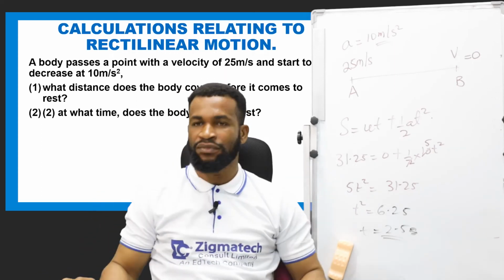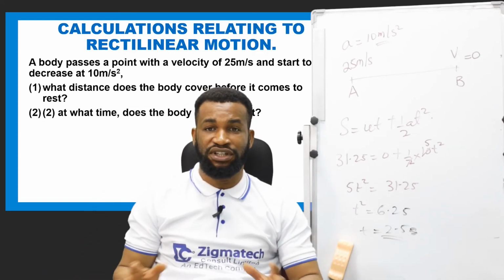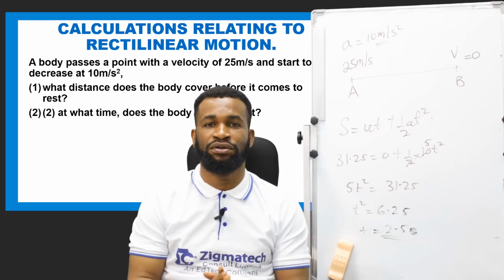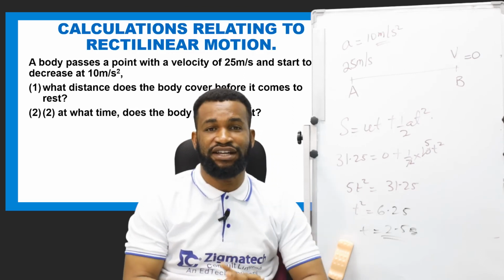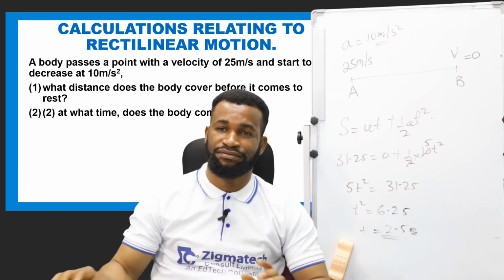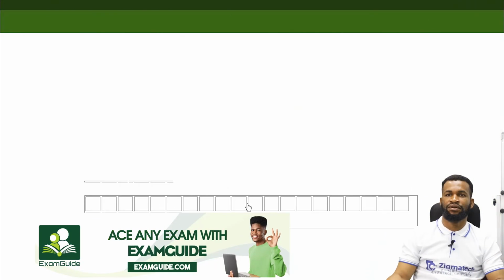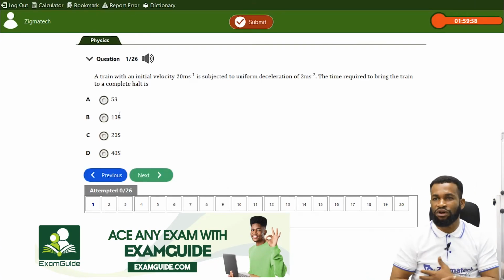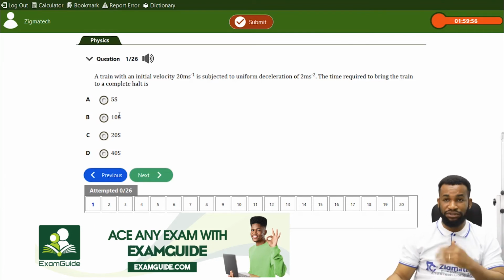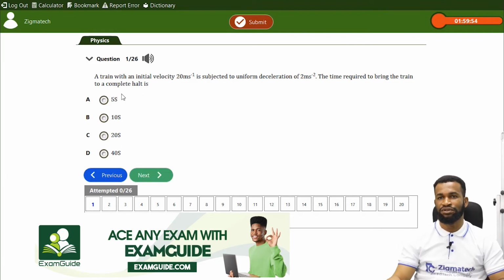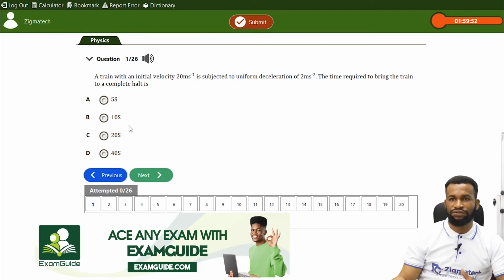Okay? And thank you. We have come to the end of this lesson. But before we go, we are going to take a few exercises from the Examguide app. Okay, we have come to the Examguide app. This is UTME, the JAMB own. We are going to look at a few of these questions.